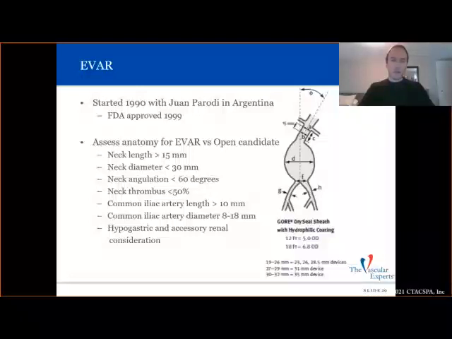Again, it will leak. The common iliac artery length has to be 10. That's just really how the graft's made. And the common iliac artery diameter has to be large enough that you can get your sheath, so it's at least 8 millimeters, and small enough that you can seal it with a graft, so it's 18 millimeters. There are alternatives to that, but that's true for a standard aneurysm. And then you want to consider your hypogastrics, whether you're going to cover them or not. Remember, you're also covering the IMA, so if you cover the hypogastrics, there's colonic ischemia to contend with.